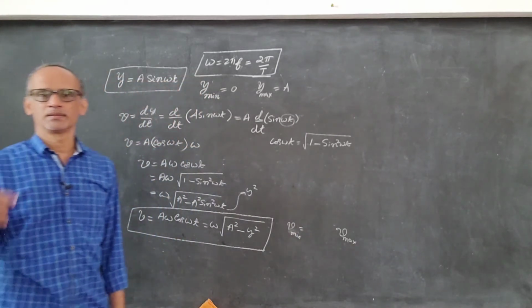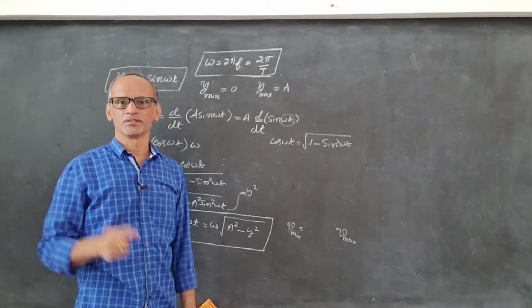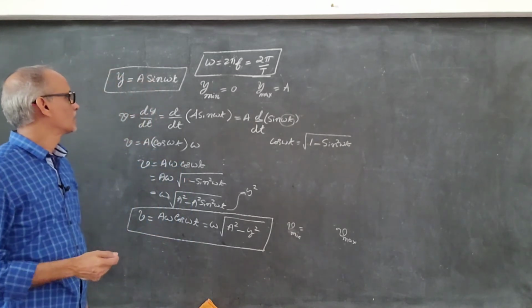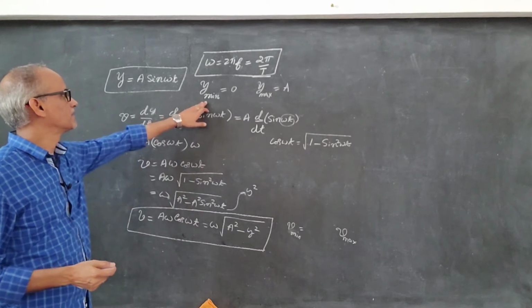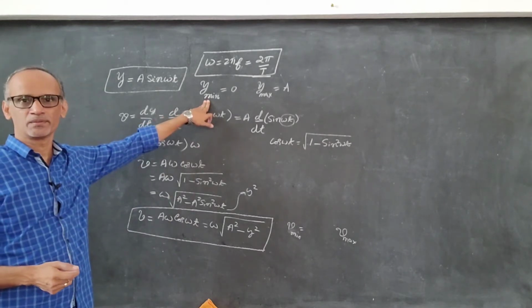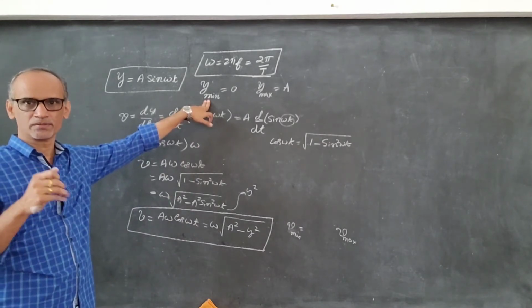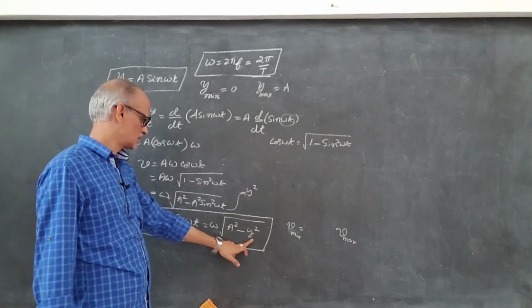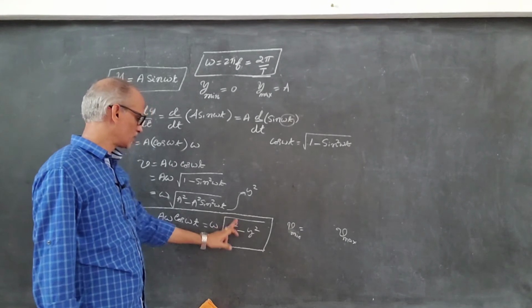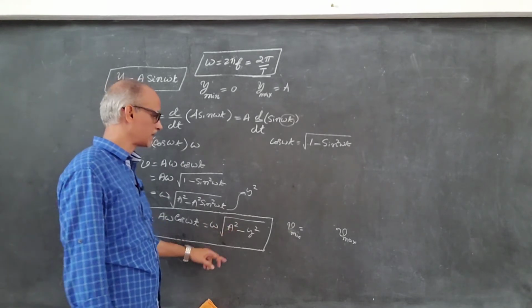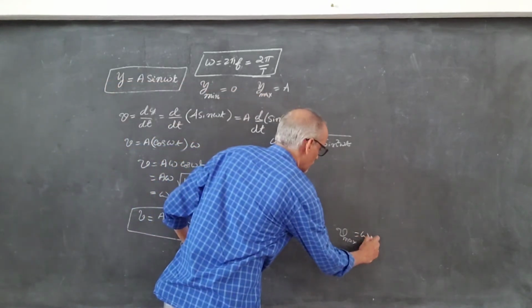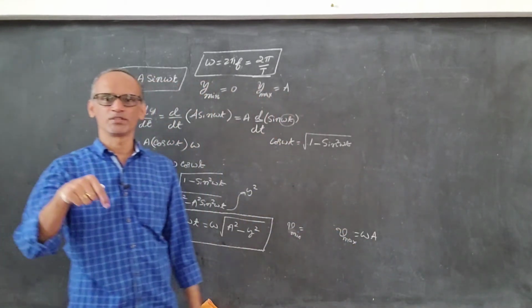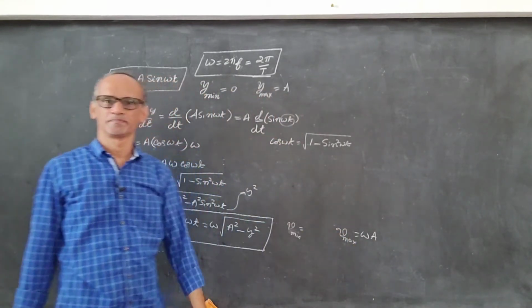Now at the mean position, what is the value of y? Y is 0, correct? At the mean position, y is 0. If you substitute y as 0, this term becomes 0, you will get root of a square, which is a, so you will get omega a, and that will be the maximum value. So at the mean position, velocity is a maximum.